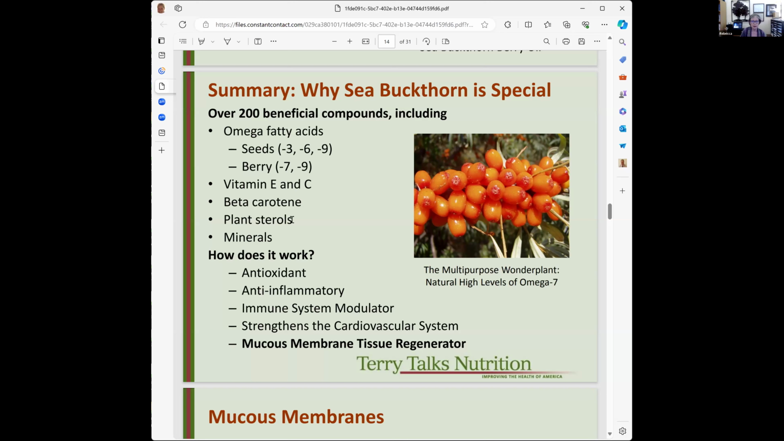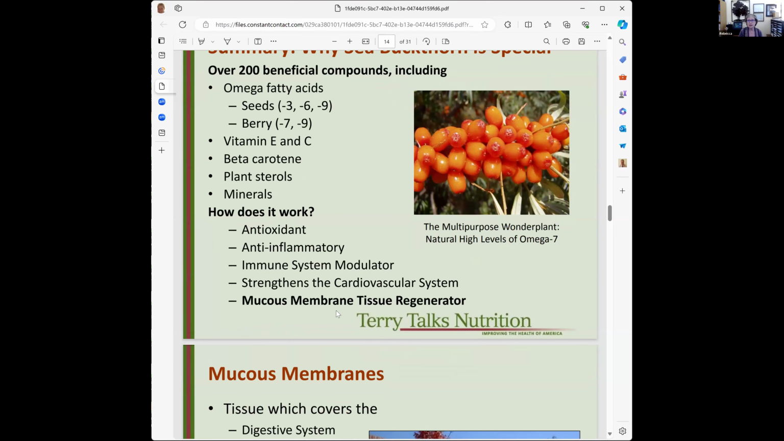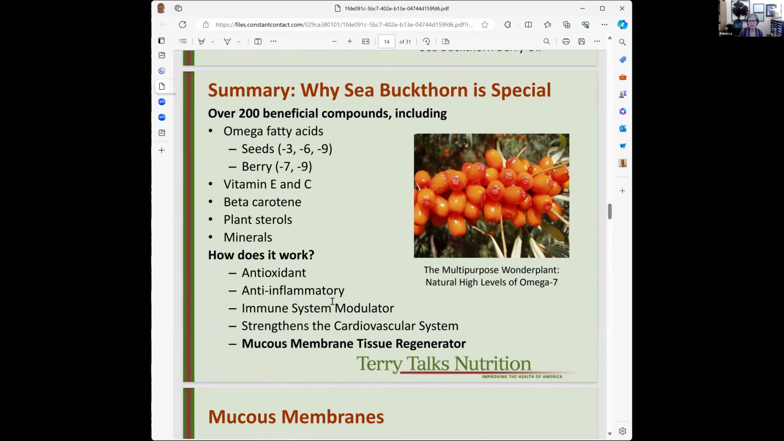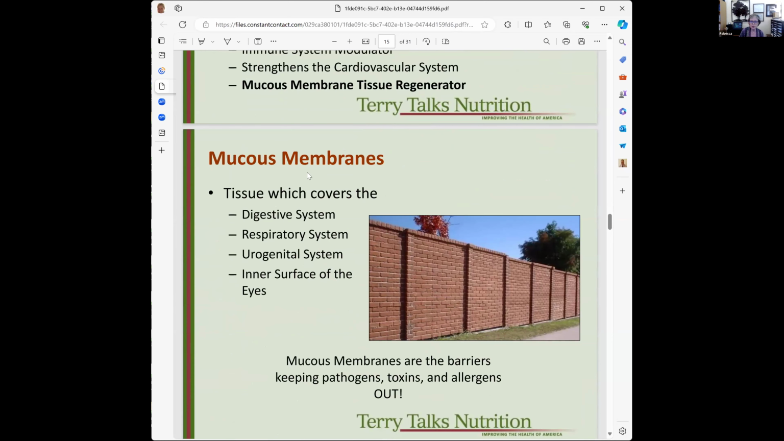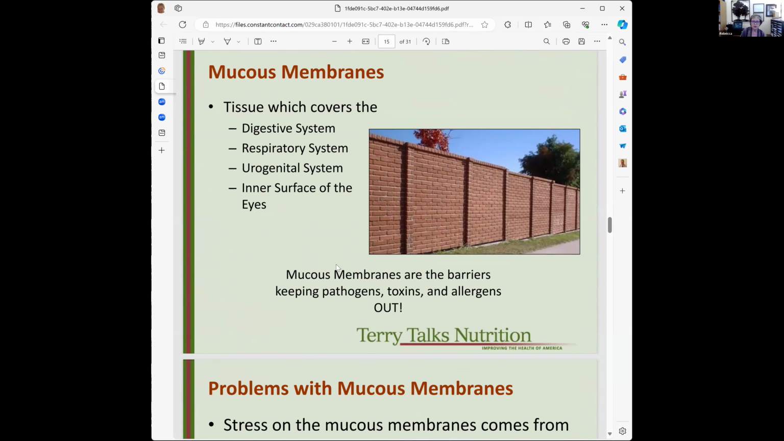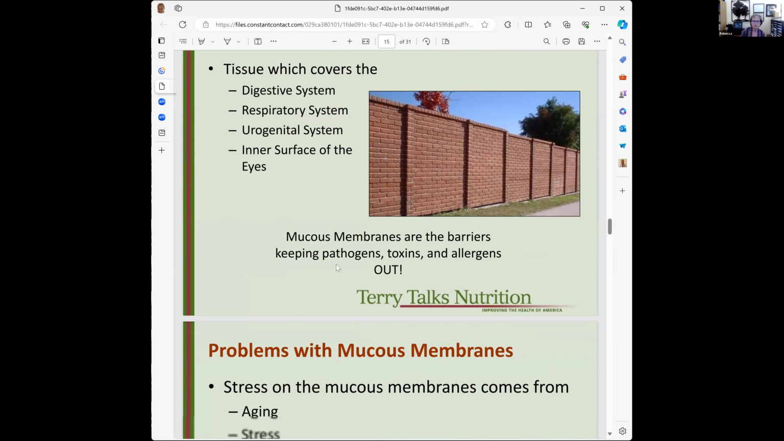as seen in autoimmune illnesses. Minerals. It works through its antioxidant, anti-inflammatory, and immune system modulation, strengthening the cardiovascular system, and as a mucous membrane tissue regenerator. It's huge. It's really quite incredibly remarkable. The mucous membranes we went through: the digestive system, the respiratory system, so again the lungs, the urogenital system, the inner surface of the eyes. Again, great reason to put the oil right to the eye.